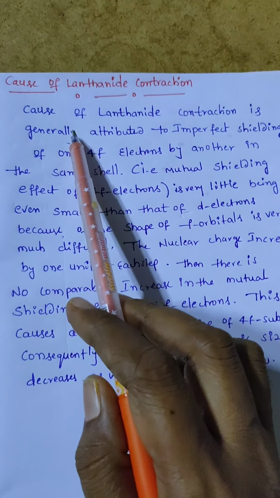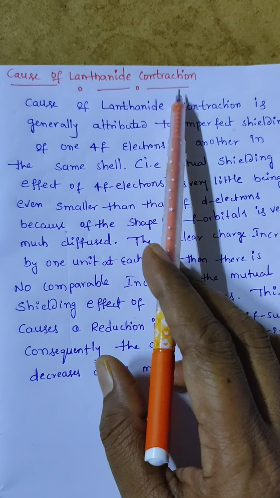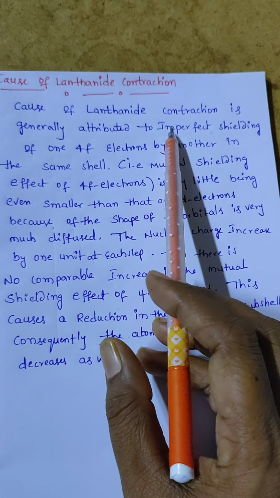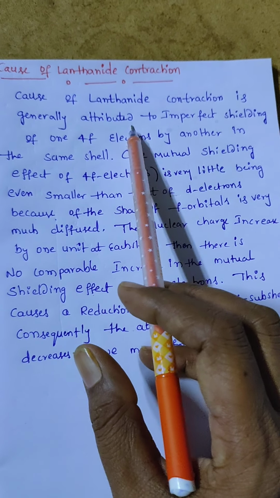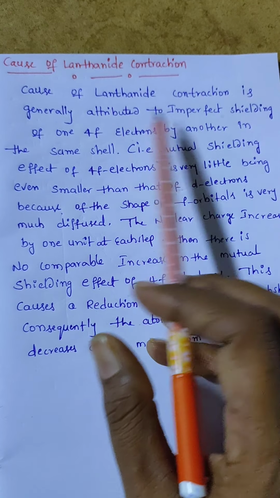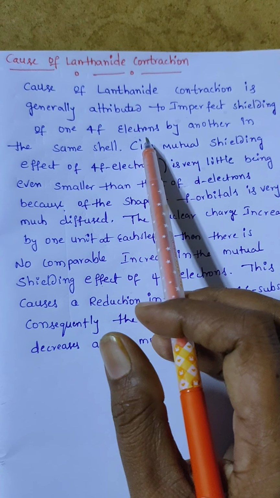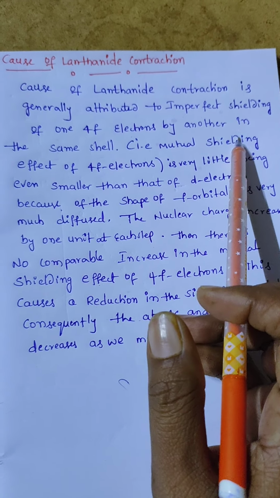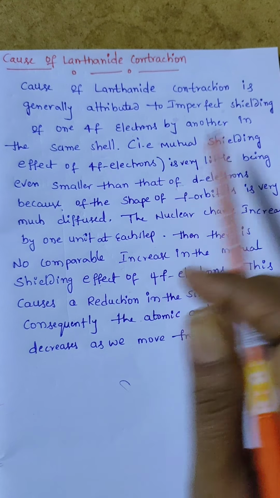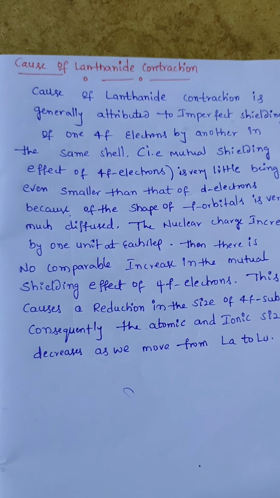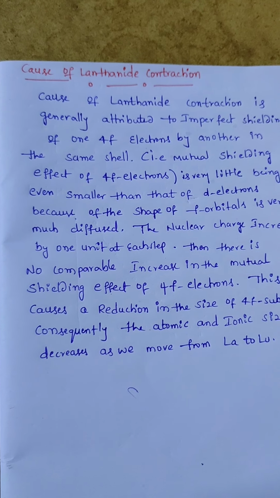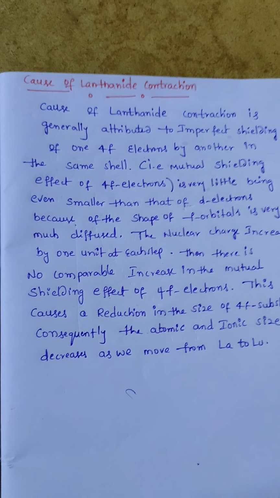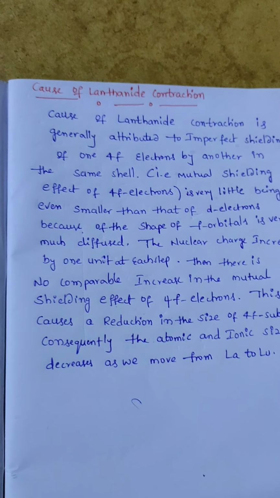See here, the cause of lanthanide contraction is generally attributed to imperfect shielding of one 4f electron by another in the same shell. First you have to understand what the shielding effect is.